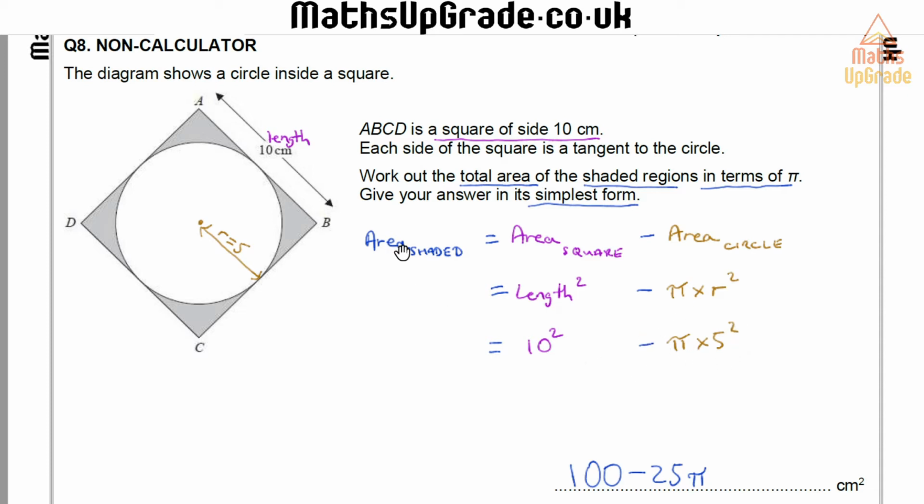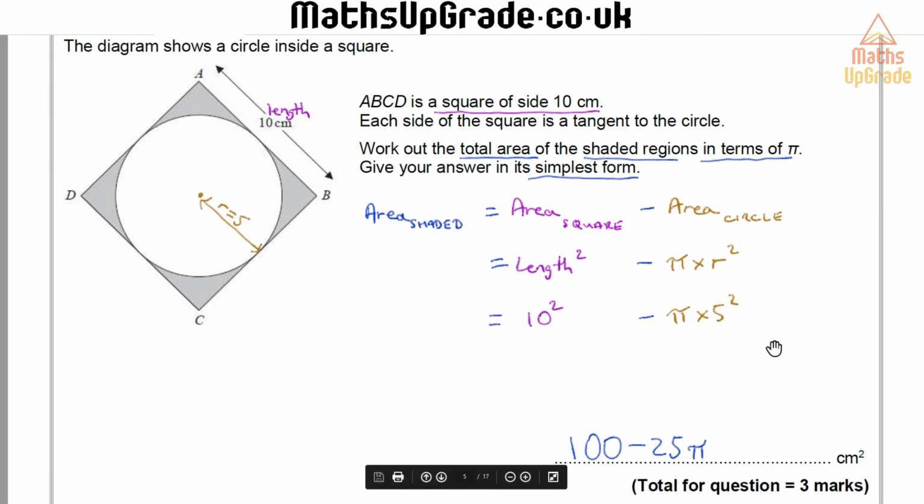So the area of the shaded section is the area of the square subtract the area of the circle, because the circle's been cut out of the square. So that's 100 minus 25 pi. So that question there is 3 marks.